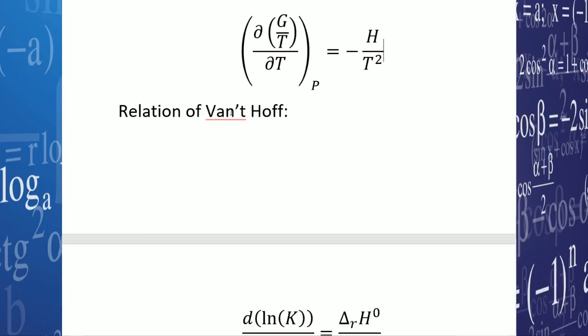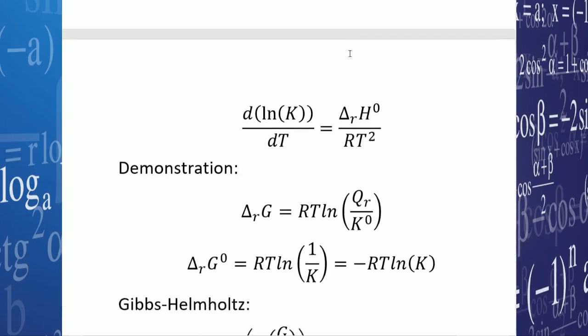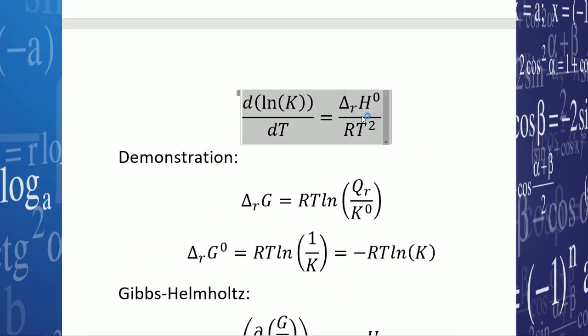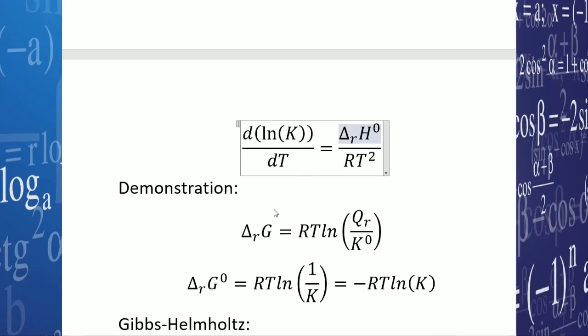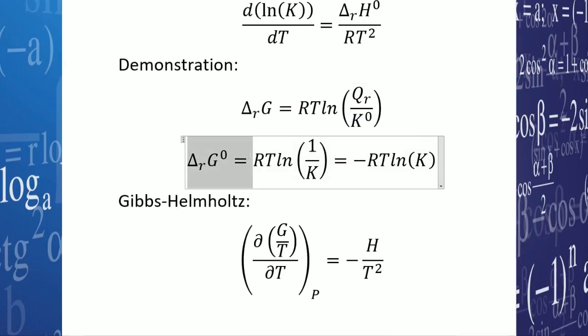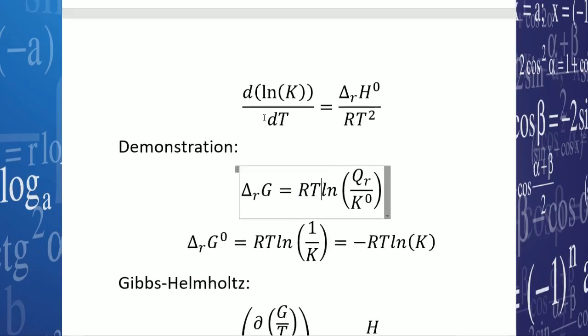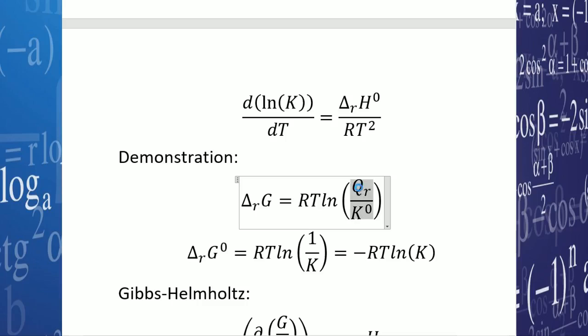And finally, the best of the best, the relation of Van 't Hoff. This is the relation, and we're actually going to demonstrate it. Demonstration. Delta Rg equals RT ln Qr divided by K. Delta Rg 0 equals RT ln 1 on K, because we study a case where it's not equilibrium. So we have delta Rg 0 equals minus RT ln K.